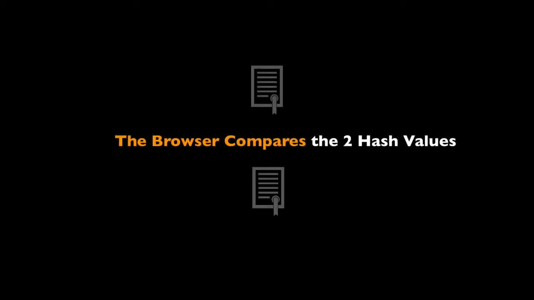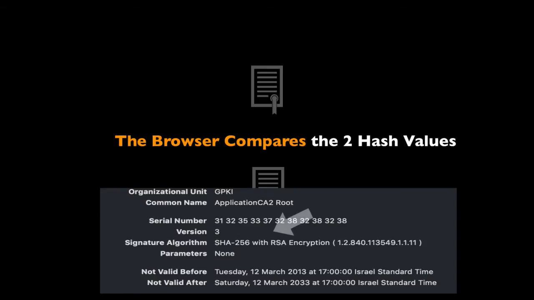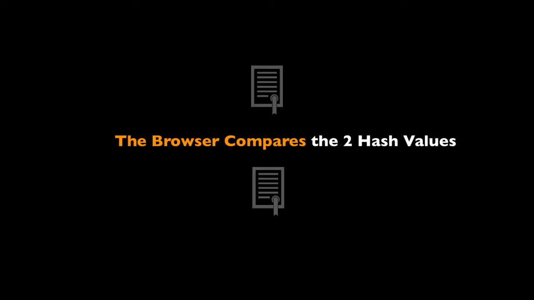It then takes the digital certificate, the original one, and hashes it using the same hash algorithm that was used by the CA. The type of the algorithm is also present on the certificate itself. We can see it right here. If both hash values are the same, then we have proof that the entity who sent the certificate is the one it claims to be. So we have used asymmetric encryption and hash functions to prove the authenticity of the entity.